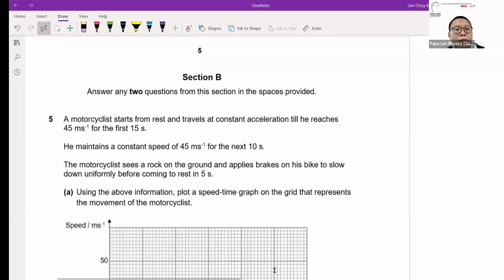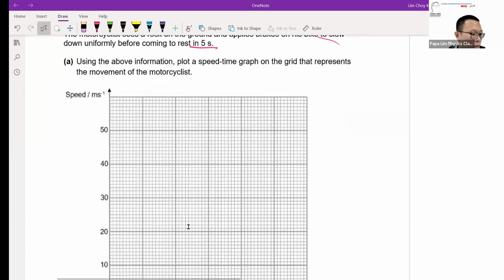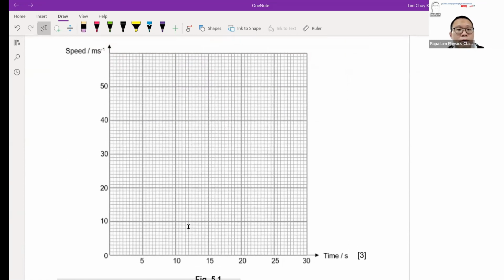Now the first question will be a kinematics question, whereby he has a story: he travels at constant acceleration until he reaches 45 meters per second. After that, he maintains constant speed for the next 10 seconds. After that, he slows down and comes to rest in 5 seconds. Based on this information, they ask you to draw the graph. You will find that the graph will be quite easy.